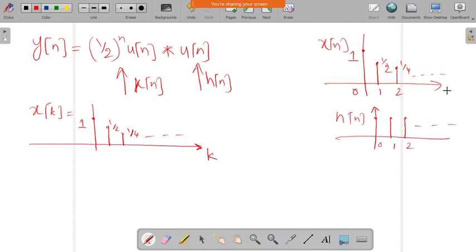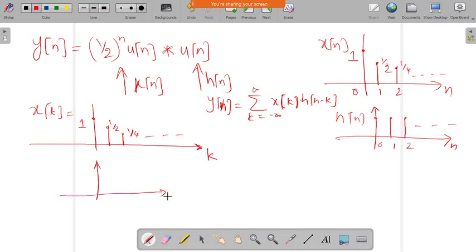Here the variable was n, now we have changed it to k. Now we need to find out what h of n minus k is, because that is in our equation. So y of n equals the summation for k from minus infinity to plus infinity of x of k into h of n minus k. So we can change x of n into x of k, and h of n into h of k. This is your h of k. Now we need h of minus k plus n. First we will shift by an amount of n.